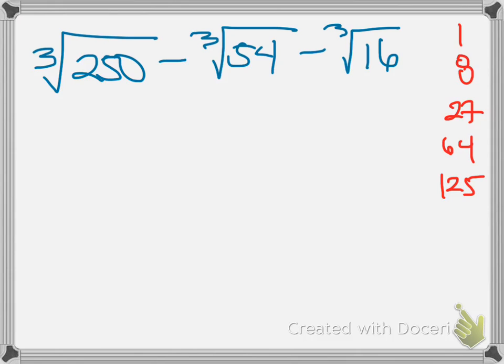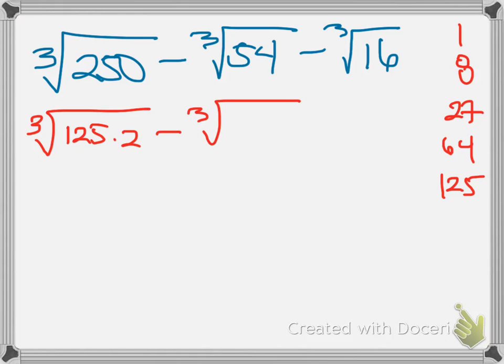250 is 125 times 2. So this can be rewritten as the cube root of 125 times 2. 54 is 27 times 2. So this can be rewritten as 27 times 2. And then 16 is 2 times 8. So this last expression is the cube root of 8 times 2. You might be able to see where this is going now.